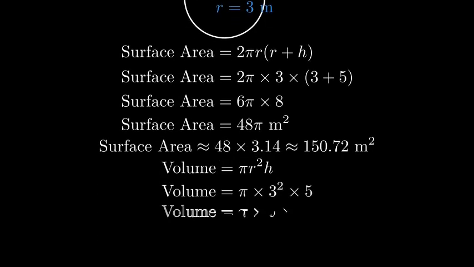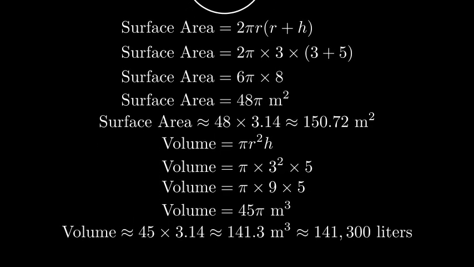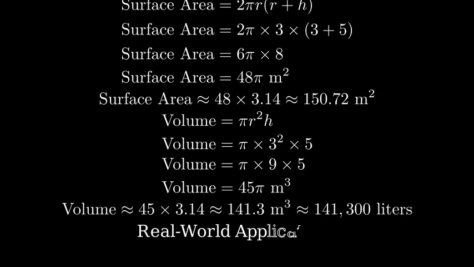Now, for the volume, volume equals pi r squared times h. Volume equals pi times 3 squared times 5. Volume equals pi times 9 times 5. Volume equals 45 pi cubic meters. Using 3.14 for pi, the volume is approximately 141.3 cubic meters. This tells us the tank can hold about 141,300 liters of water.